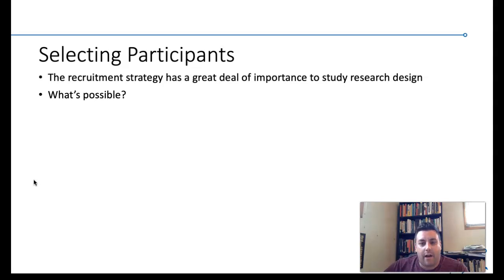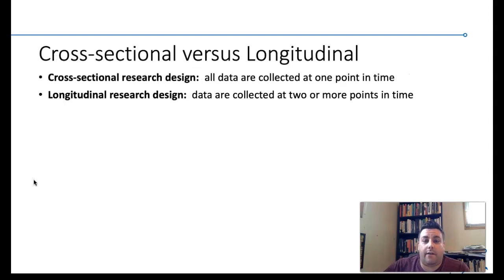So if we have a high quality sample, we want to make sure we also have a high quality series of observations to study that sample. There are two big categories of group level designs: cross-sectional designs, and longitudinal designs. And they are exactly like they sound. In a cross-sectional design, all data are collected at one point in time, and in a longitudinal research design, data are always collected at two or more points in time.